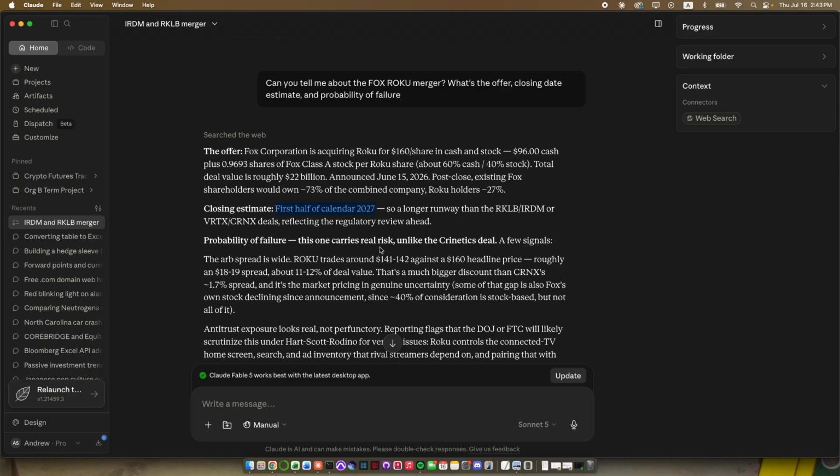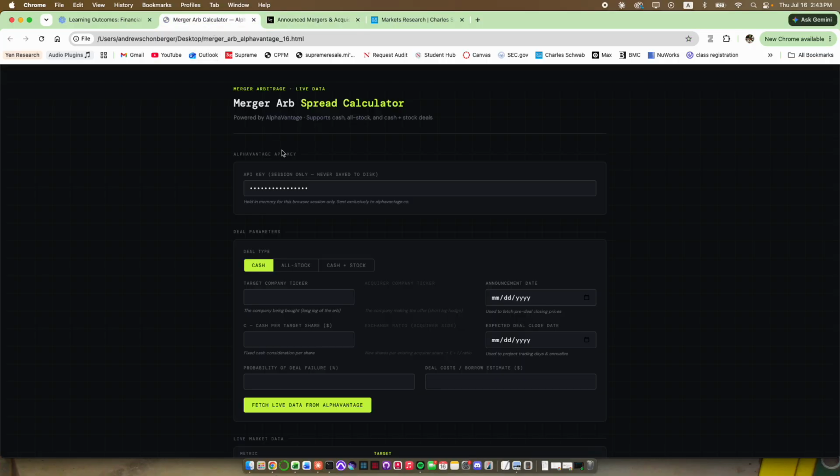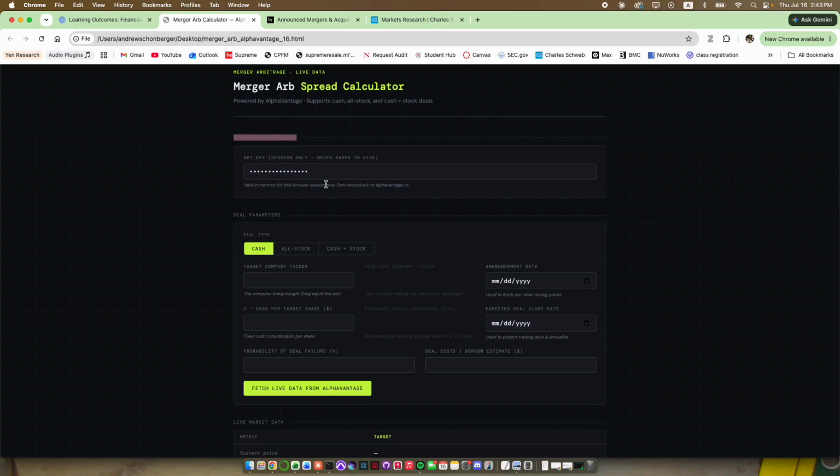Through more research, you can figure out a more likely estimate of when the deal would close, or whether you have some information that it would take longer than expected. Both of these things will factor into the calculator and what your total return might be. So if I want to put this in the calculator, what I'll first do is come over to here. I have AlphaVantage as my data source, and this was the API key I was talking about.